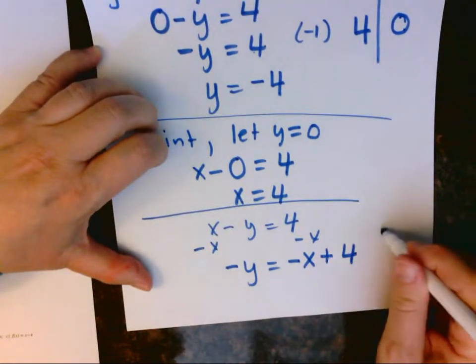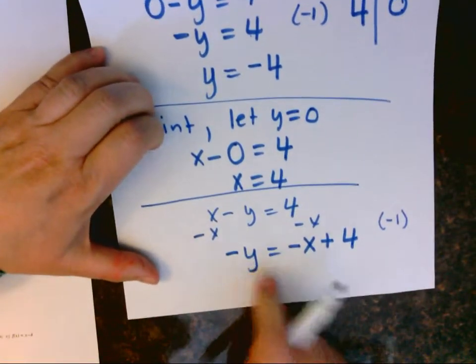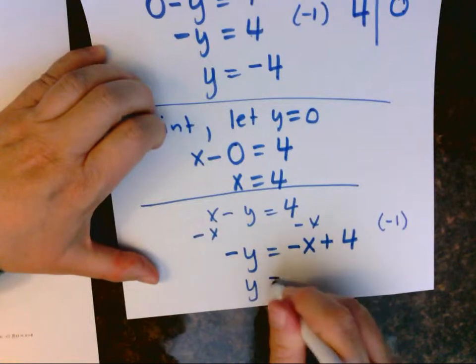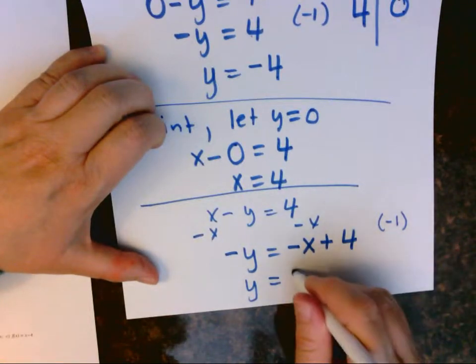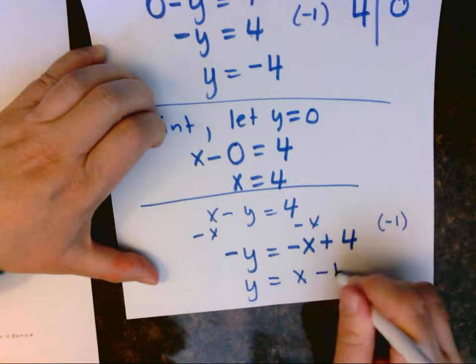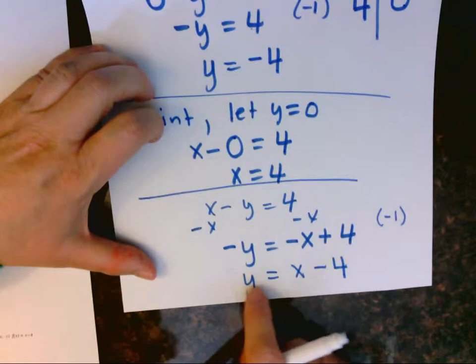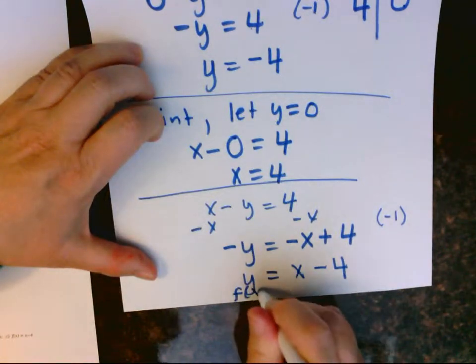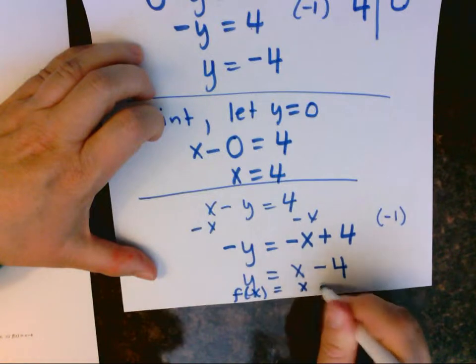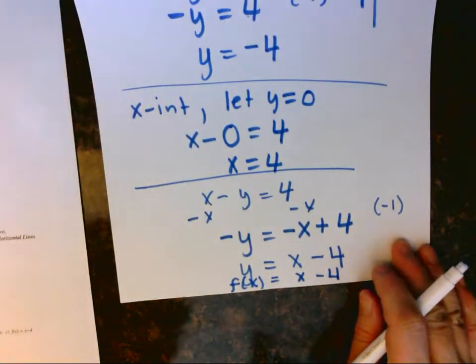So now I'm going to multiply everything by -1 because I don't want negative y, I want positive y. So y is equal to negative times this, negative times that. So it switches the sign of everything. And now finally, once we have it in terms of y, we can write it with function notation. F of x equals x minus 4. I sort of ran out of room, but it works.